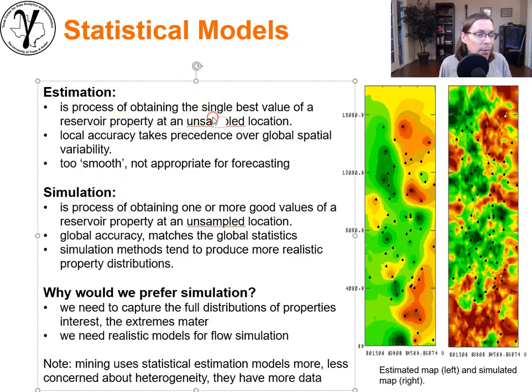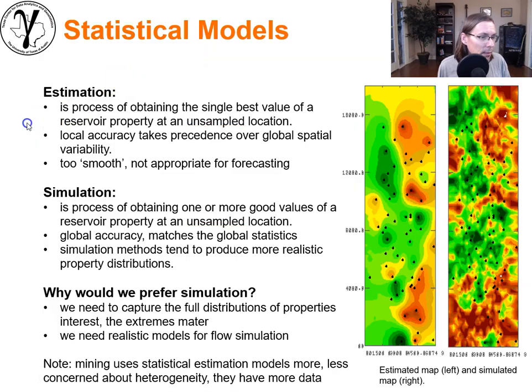Estimation is all about the process of obtaining a single best estimated value of the reservoir property, the reservoir feature, the spatial feature, at an unsampled location. Estimation is going to each location away from the data. Data are the black dots here, and finding the very best estimate at each location. Local accuracy takes precedence over global spatial variability, and so these models tend to be too smooth.